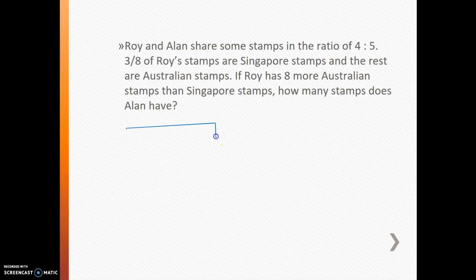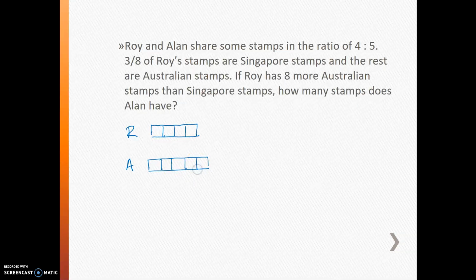Yikes! Let's start with our ratio. Okay, so I have Roy, I have Alan. Roy has 4 units. Alan has 5. Three-eighths of Roy's stamps are Singapore stamps, and the rest are Australian stamps. What do I do with that? Well, right now Roy has 4 units on there, right? Can I just maybe subdivide that and call them eighths? Let's just do that.